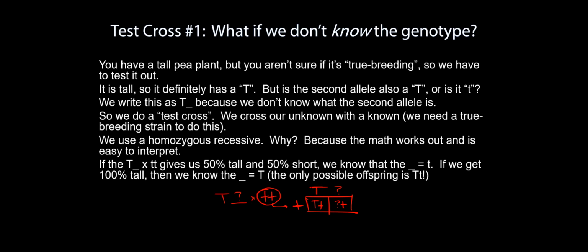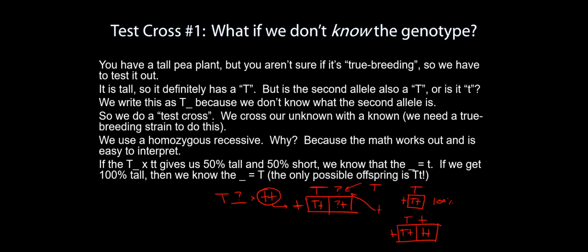Okay, so let's run a scenario here. Let's say that the unknown is a capital T. If that's true, then we can reduce the entire problem to this, and so we would say 100% of the offspring would be tall. But let's say that instead it's lowercase t. Then we would have this Punnett square set up, and we would see that half of the offspring would be tall, but half of it would be short.